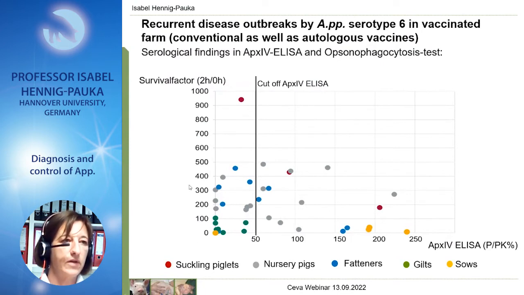So you have a low number of animals where the bacteria could not proliferate, here at 0, but you have a high number of animals which are negative in the ApxIV ELISA and not protected by opsonophagocytotic antibodies, but you have also the opposite. So there's no correlation, and this is a big problem we have at the moment, that we cannot predict by any test if pigs are protected.